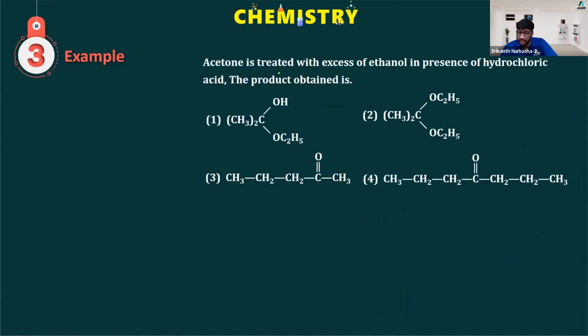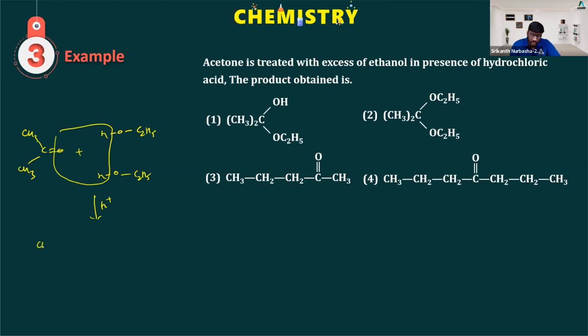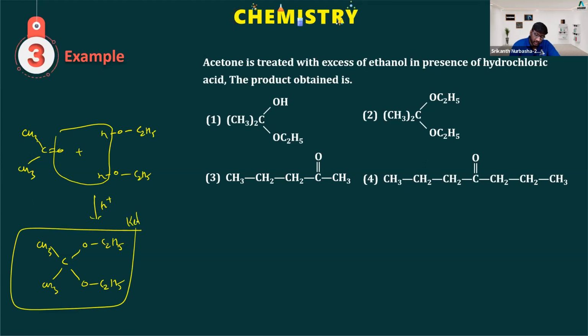Next, acetone is treated with excess of ethanol in the presence of hydrochloric acid. Acetone, CH3C=OCH3, excess of ethanol, C2H5OH, in the presence of hydrochloric acid. What is going to happen? Oxygen and these hydrogens are lost. You will get CH3, C, OC2H5, OC2H5. Ketal is formed. Option 2 is the right option, right?